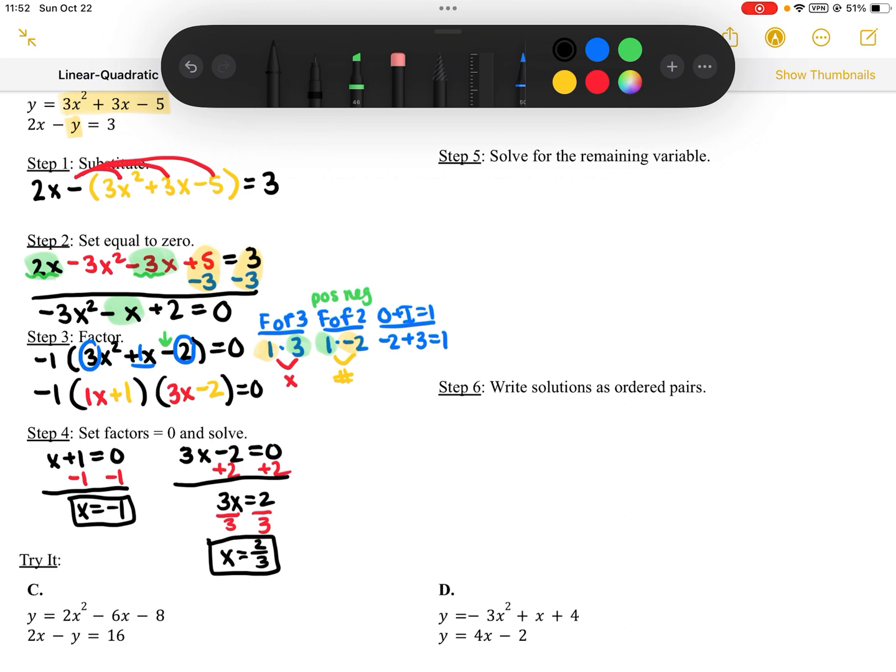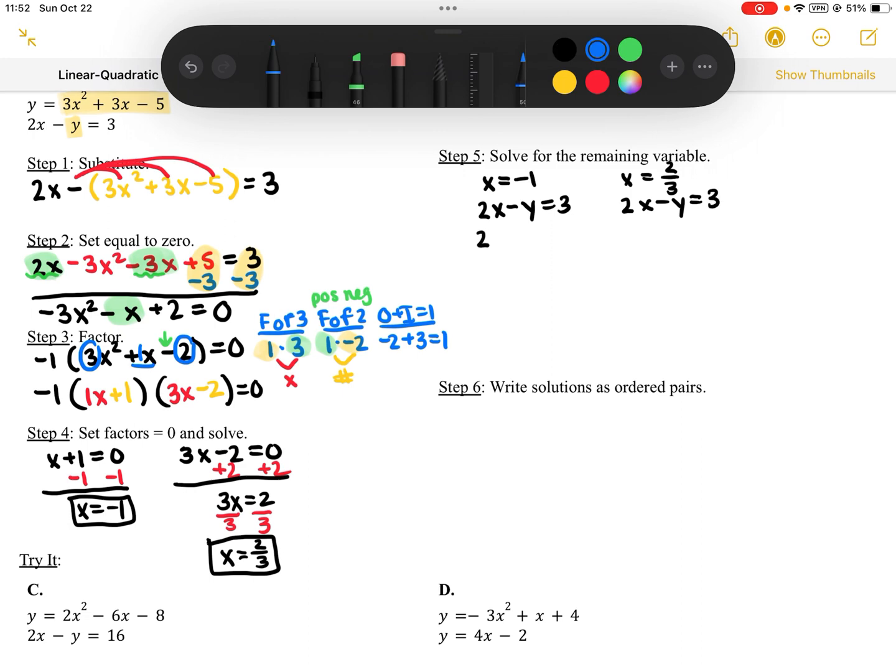So now step 5, I'm going to go solve for my remaining variable. So I'm going to use my x values, so -1 and 2/3. And I need to pick one of my original equations to substitute those values in and solve for y. So you can either use the first or the second, doesn't matter which one. I'm going to choose to use the second equation. So 2x minus y equals 3. And again, you can choose the first equation, you should get the same answers.